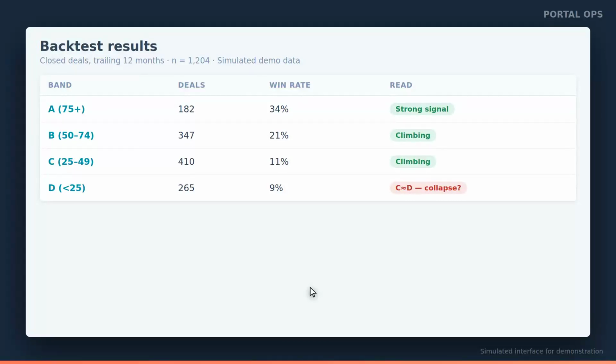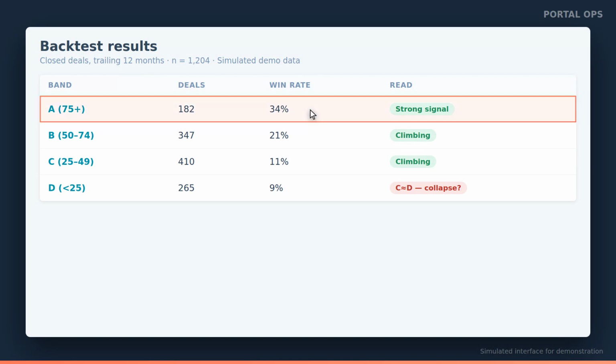Step 3. Read the table, and read it like a skeptic. What you want is separation, win rate climbing band over band. Here, A band deals close at 34% against a baseline around 15. That's a model sales should trust, and you can say so with numbers. B and C step down cleanly. But look at the bottom. C closes at 11%, D at 9. 2 points apart, on hundreds of deals. That difference is probably noise.